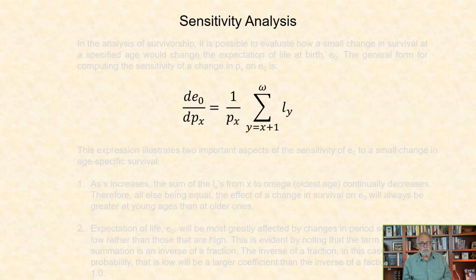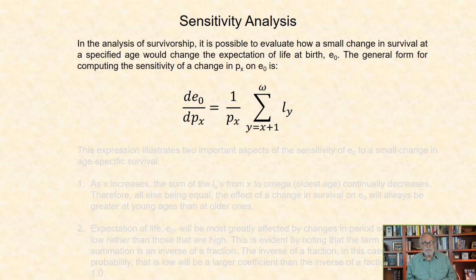The last metric I discuss in this module is the sensitivity analysis for E0 to survivorship px. In the analysis of survivorship, it is possible to evaluate how a small change in survival at a specified age would change the expectation of life at birth, E naught. The general form for computing sensitivity of a change in px on E naught is given in this formula.